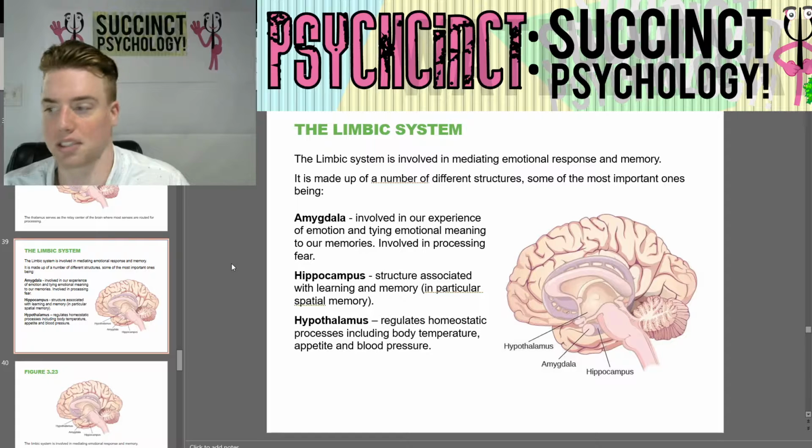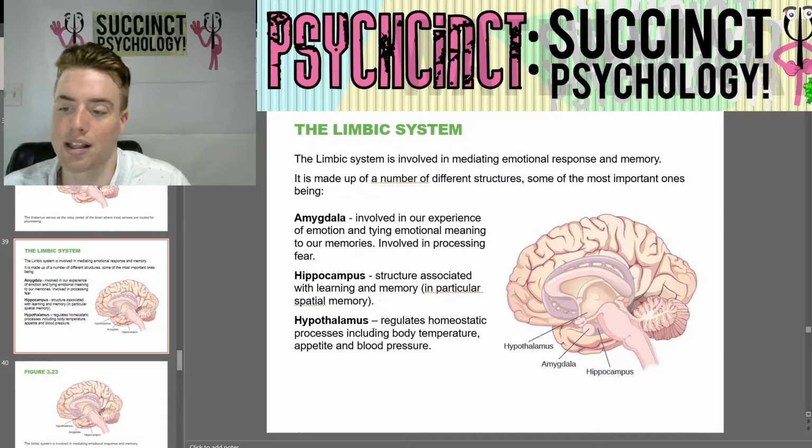Next, we have the limbic system. The limbic system is involved in mediating emotional response and memory. It is made up of a number of different structures, some of the most important ones being the amygdala, which is involved in our experience of emotion and tying emotional meaning to our memories, involved in processing fear, the hippocampus, which is the structure associated with learning and memory, in particular spatial memory, and then the hypothalamus, which regulates homeostatic processes, including body temperature, appetite, and blood pressure.